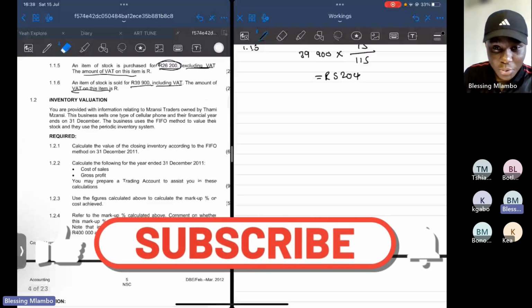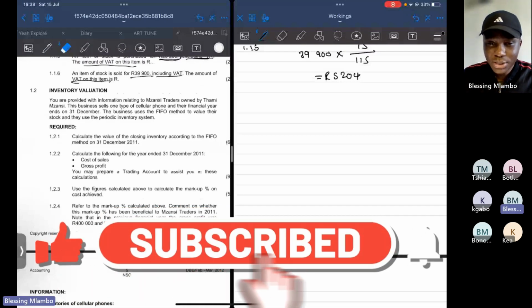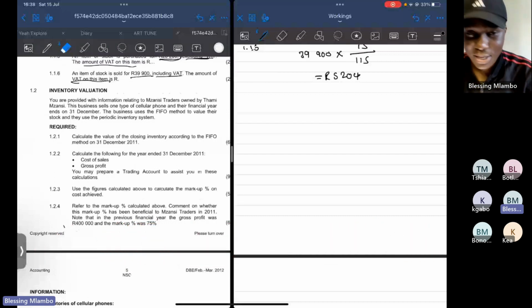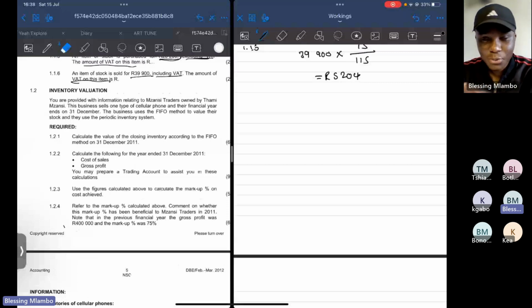So inventory valuation, the whole picture, right? I'm doing accounting, so I love accounting, and I don't like people who cram accounting. I want you guys to understand what you're doing. I want you guys to understand the principles.